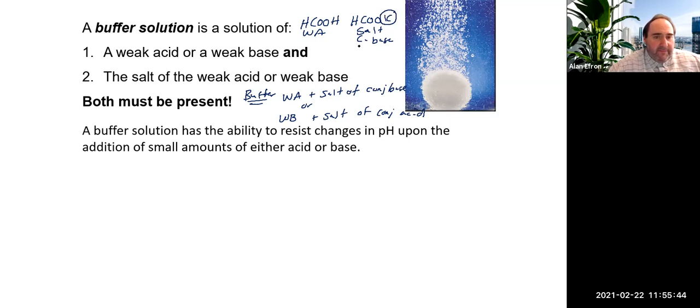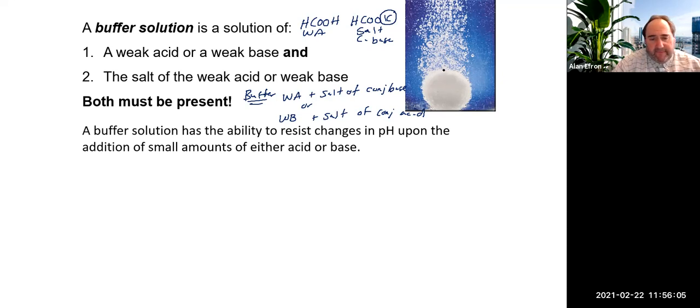Now they both need to be in the beaker to begin with in order for a buffer to work. Now, what is a buffer, or what does it actually do? Well, a buffer is able to resist big changes in the pH, even if you decide to add more acid or base to it.